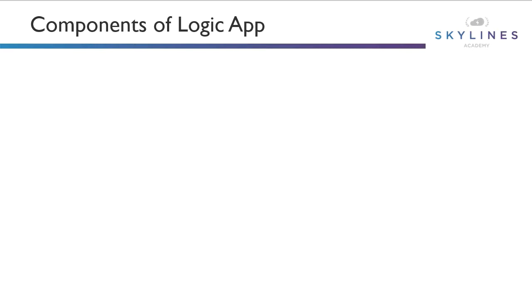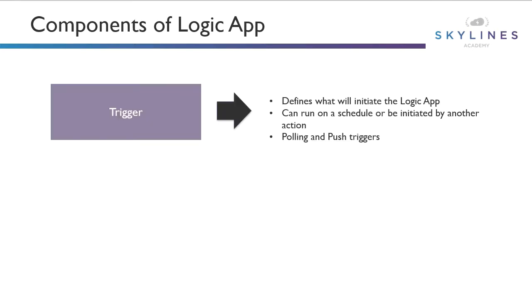Since we're familiar with the general concepts of how a Logic App works, since in many ways it's similar to Azure Functions, let's take a look at how we would set up our first one. The first thing we define is a trigger. Similar to a trigger in Azure Functions, this is what initiates the Logic App. These can be run on a timer or initiated by a connection. There are two main types.